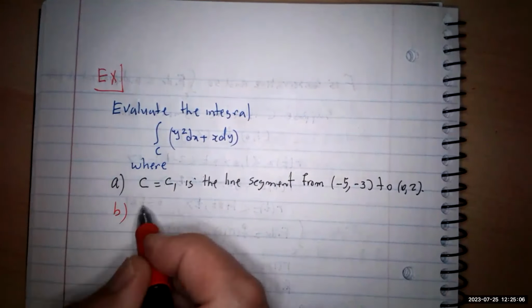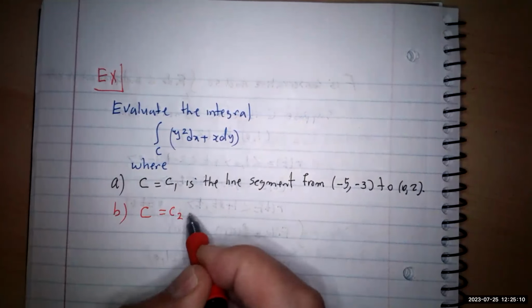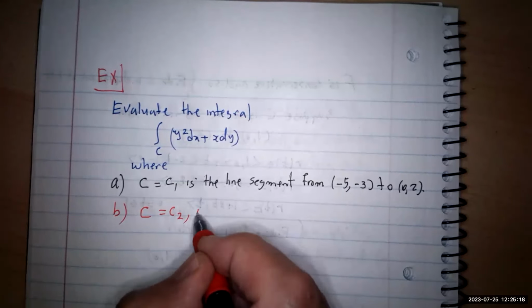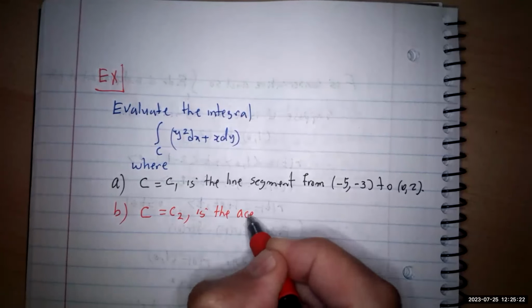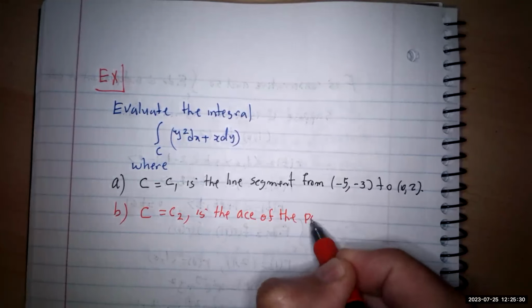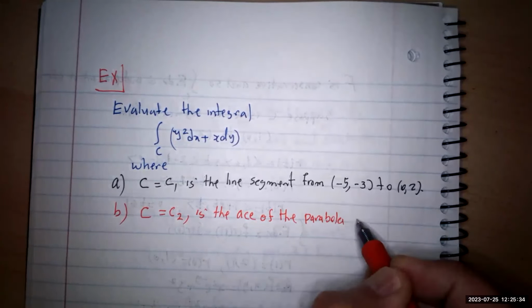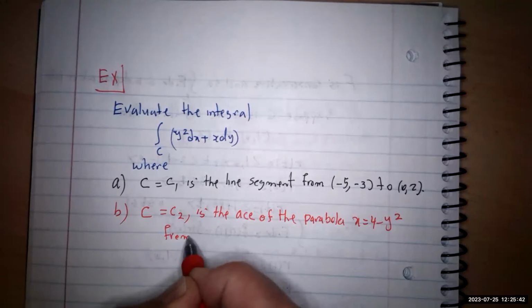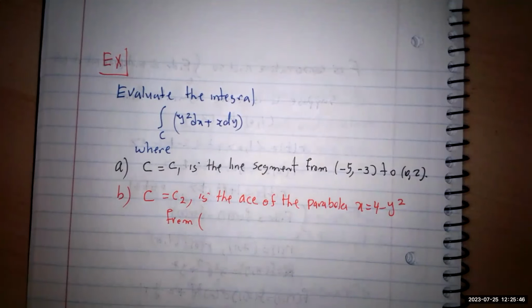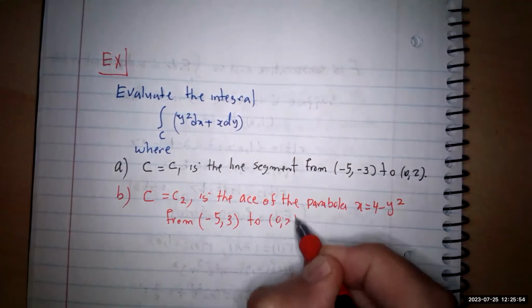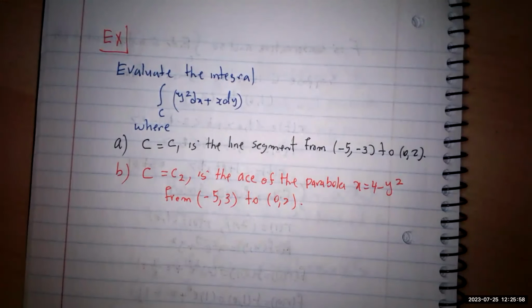In the second part, they change the curve, so they call it C2. C2 is the arc of the parabola with the equation x equals 4 minus y squared, with the same initial and terminal points, from negative 5, negative 3 to the point 0, 2. So it's two different paths, C1 and C2, and you want to do it.